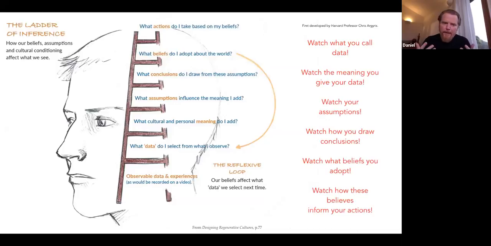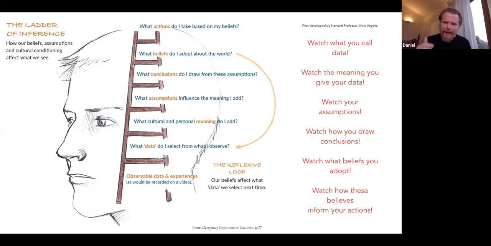Another way of expressing this comes from Professor Chris Argyris, who invented this idea of the ladder of inference. So we have the observable data, the experience out there, and then we select certain aspects of that data. And then we put meaning onto that selection of that data. And based on that meaning, we create basic assumptions about what influences that meaning and how the world works. We draw conclusions that shape our worldview, and they shape our beliefs, and ultimately our beliefs then shape the why, what, and how we design.